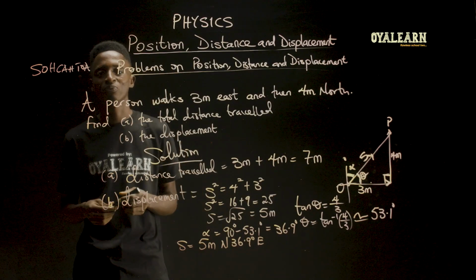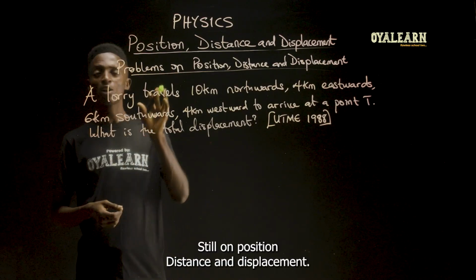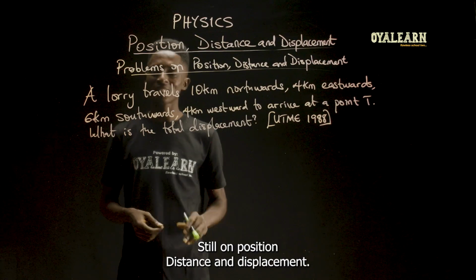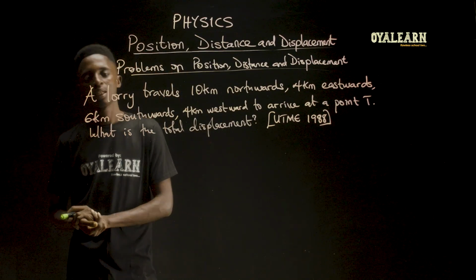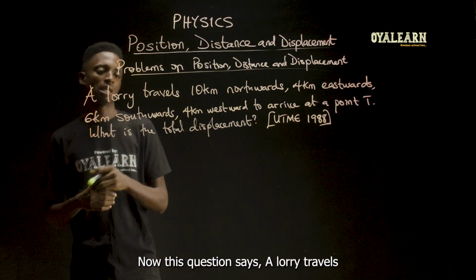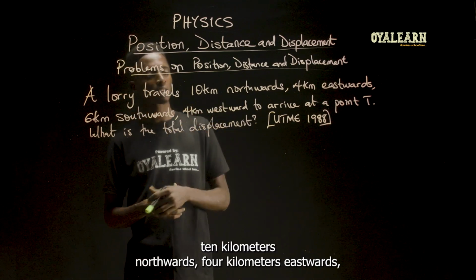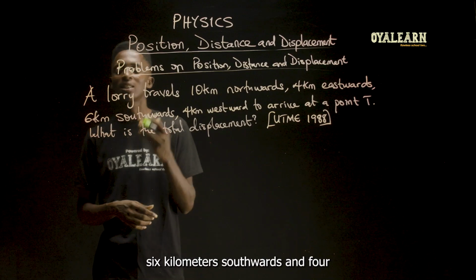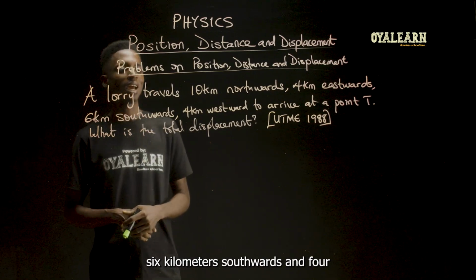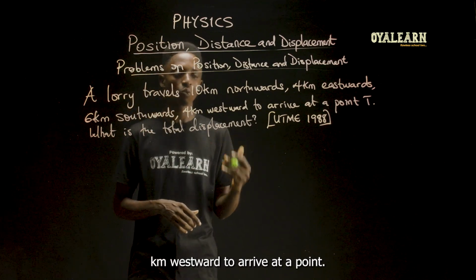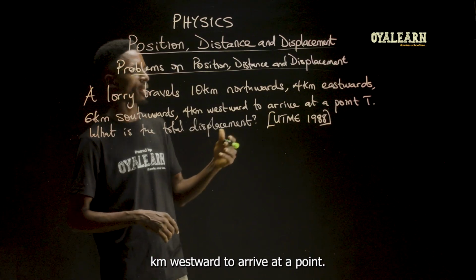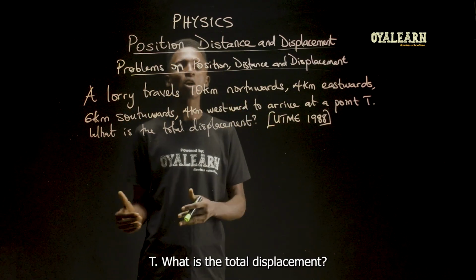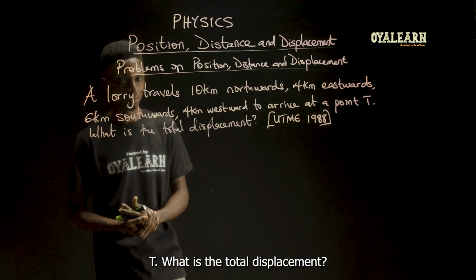Here is another problem still on position, distance, and displacement. Now, this question says, a lorry travels 10 kilometers northwards, 4 kilometers eastwards, 6 kilometers southwards, and 4 kilometers westward to arrive at the point T. What is the total displacement?